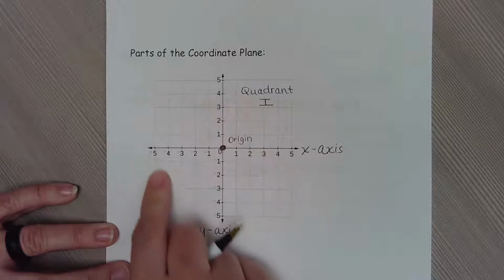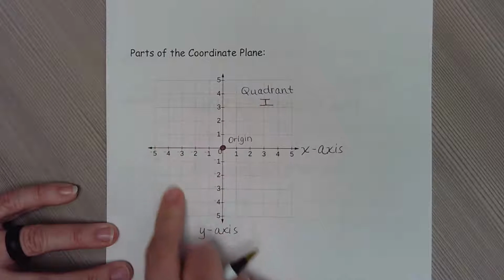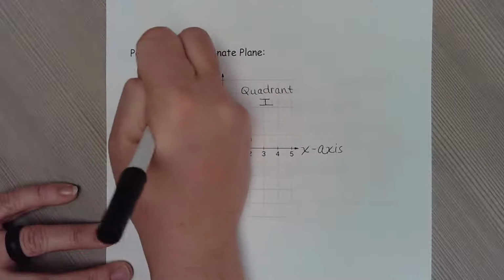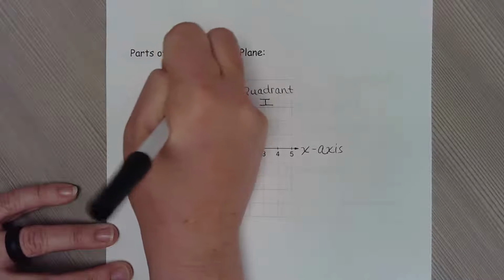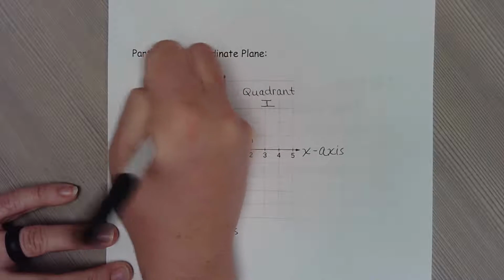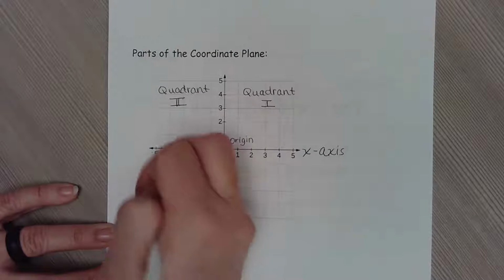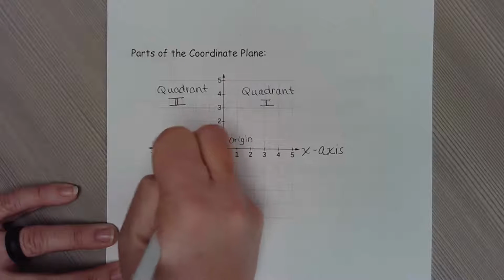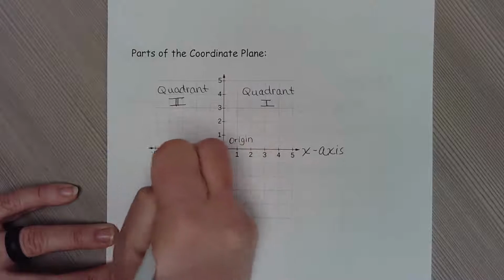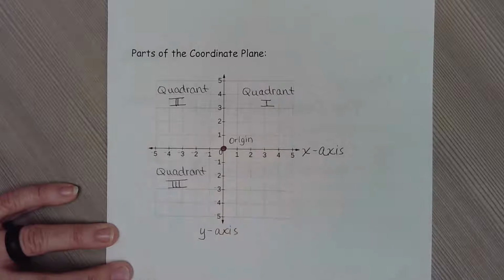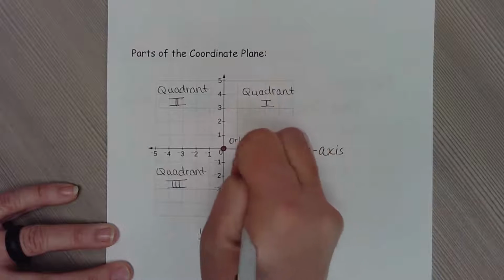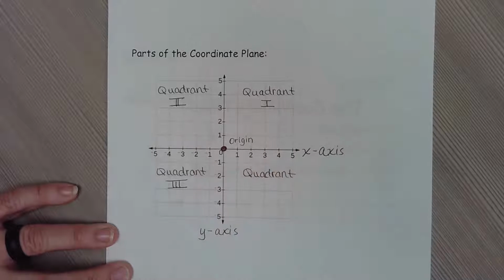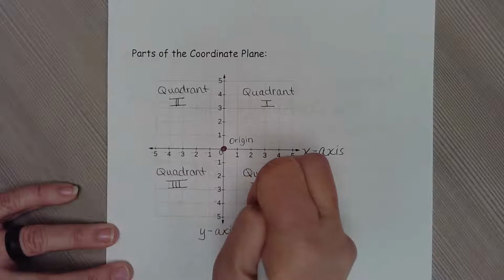Now we're going to go counterclockwise, okay, and name the rest of our quadrants. So over here would be quadrant 2, II. Down here would be quadrant 3, III. And right here would be quadrant 4. Now 4 is an IV.